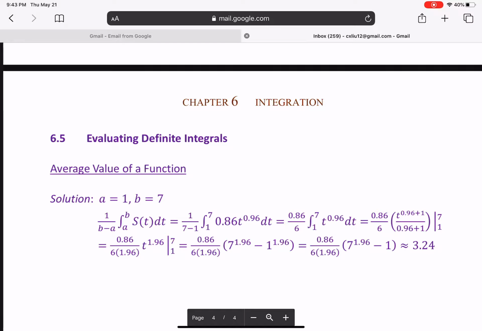And we got t to the 1.96 over 1.96. Now plug in 7 and 1 for t and subtract. So we got 0.86 over 6 times 1.96 times 7 to the 1.96 minus 1 to the 1.96. After the computation, we got $3.24 billion. So this is the average spending in advertisement in each year between 2005 and 2011.